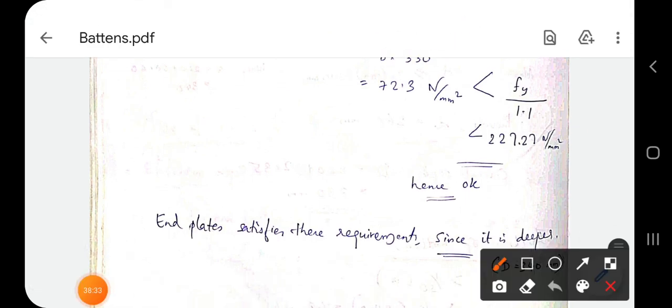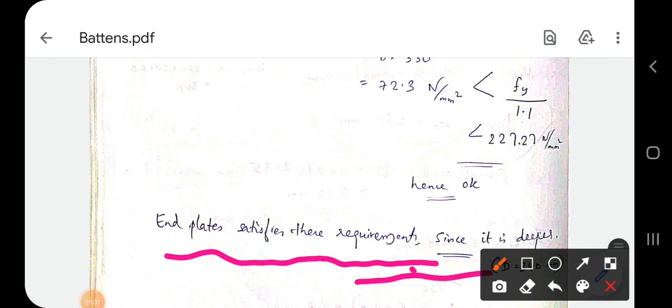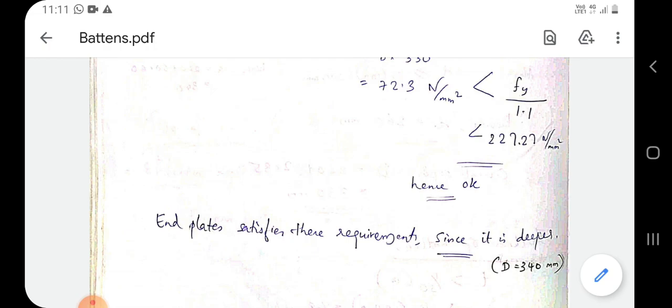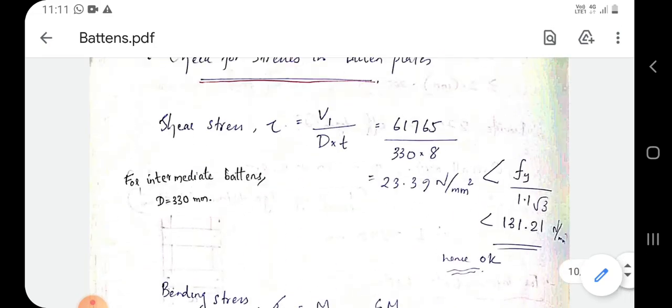We are checking the intermediate batten because it has less depth than the end plate, so that is more critical. If the intermediate batten satisfies, then the end batten will also satisfy, because end battens are deeper, having more depth than intermediate battens. That point is given in the last sentence, that battens will satisfy these requirements since it is a deeper member. Okay, so that is the design of battens.